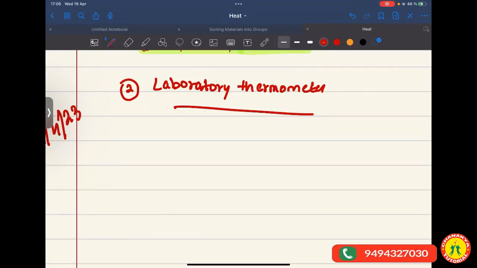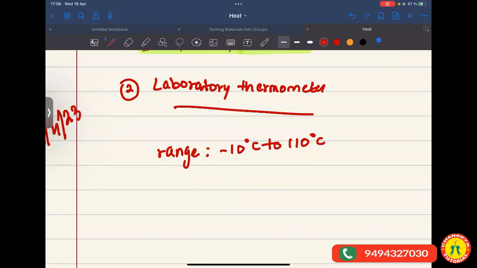The laboratory thermometer is very long. It's not something you can fit into your mouth for checking the temperature. The range of the laboratory thermometer is from minus 10 degrees Celsius to 110 degrees Celsius. Also, you can see that the clinical thermometer is much smaller than the laboratory thermometer.